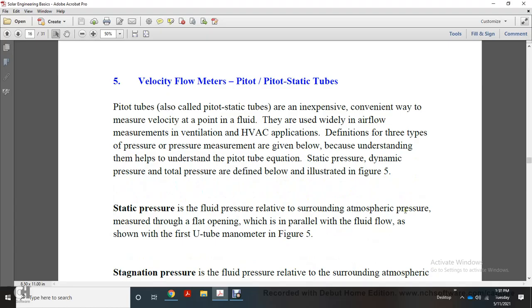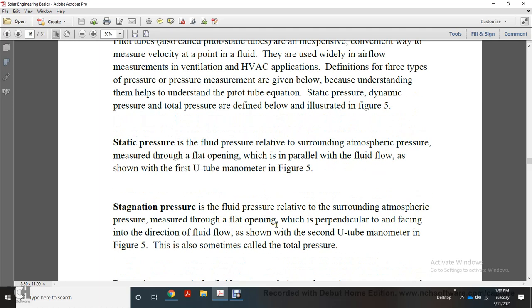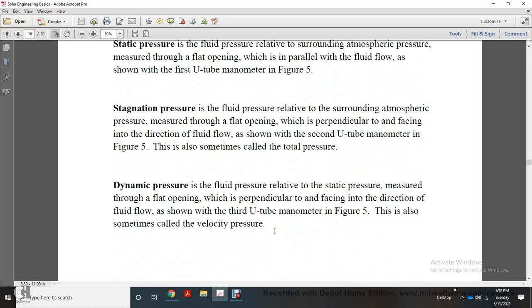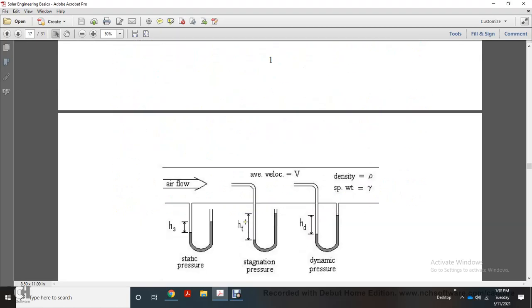Static pressure is the fluid pressure relative to the surrounding atmospheric pressure, measured through a flat opening parallel with the fluid flow, as shown with the first U-tube manometer in Figure 5. Stagnation pressure is the fluid pressure relative to the surrounding atmospheric pressure, measured through a flat opening perpendicular to and facing the direction of fluid flow, shown with the second U-tube manometer in Figure 5. This is also sometimes called total pressure. Dynamic pressure is the fluid pressure relative to the static pressure, measured through a flat opening perpendicular to and facing the direction of fluid flow, shown in the third U-tube manometer in Figure 5. This is also sometimes called velocity pressure. The figure shows airflow, static pressure, stagnation pressure, and dynamic pressure.